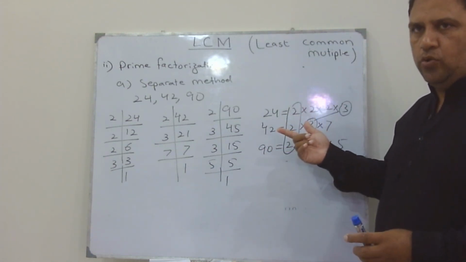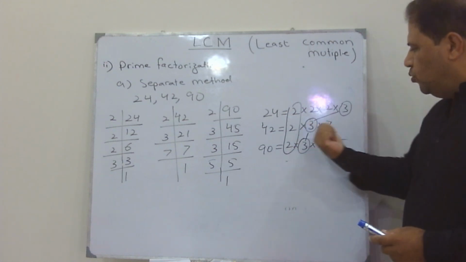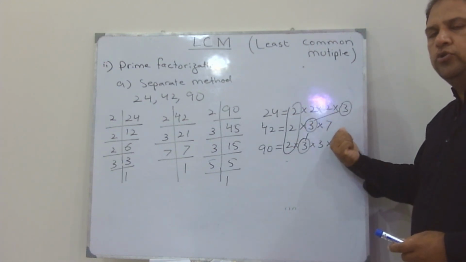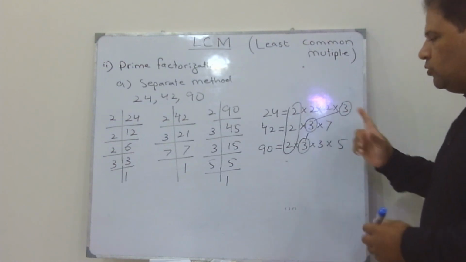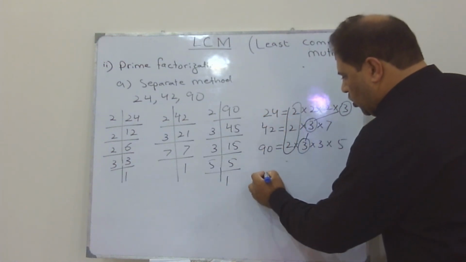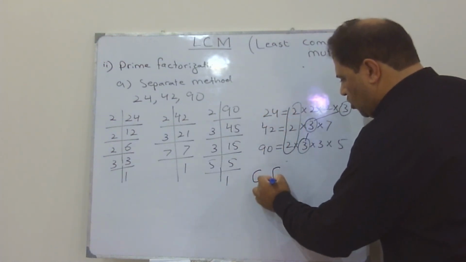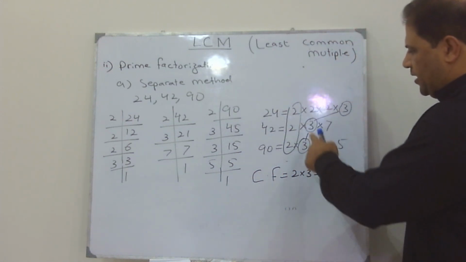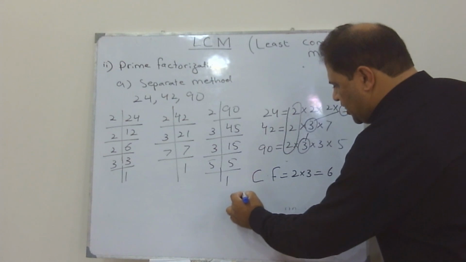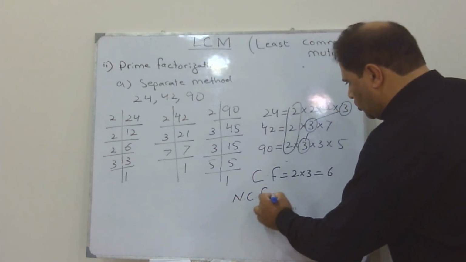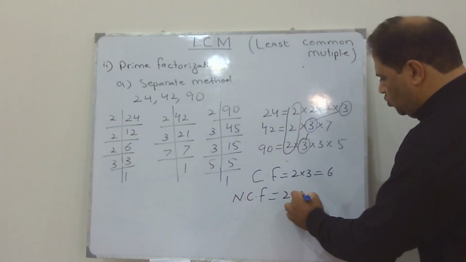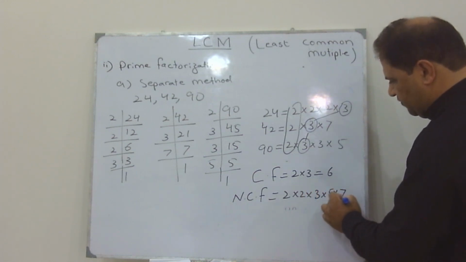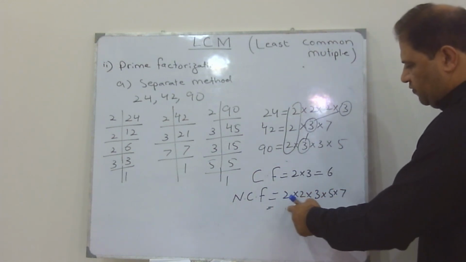For example, if we have one more 2 over here but we do not have 2 in the third value, we will also take 2 as a common number. So keep in mind that thing. So the common factors, CF, are 2 multiply 3, which is 6, and the non-common factors, NCF, are 2 multiply 2 multiply 3 multiply 5 multiply 7, we will multiply all of them.